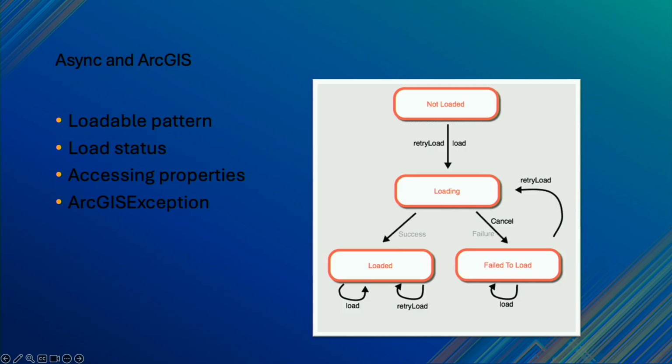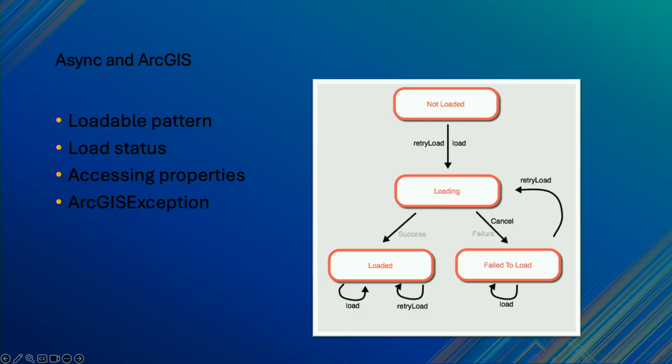So one common pattern used by the Maps SDK is our loadable pattern. And this is shown here in the diagram on the right. A loadable object will start in the not loaded state, then it will go to the loading state, and then either to loaded or failed to load. And in your code, you initiate the process by calling load, or the process can begin automatically, such as when you add a map to a map view and display it on screen. And also a parent object will recursively load its children objects, such as a map loading all of its layers.